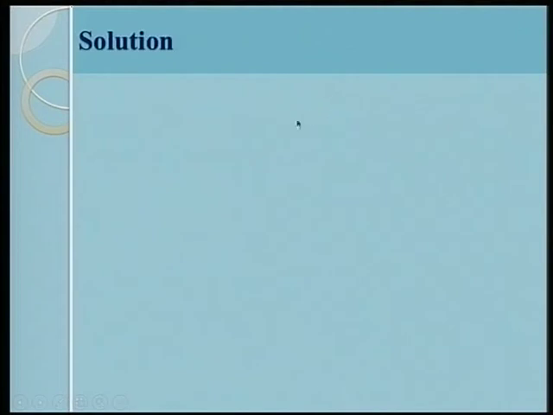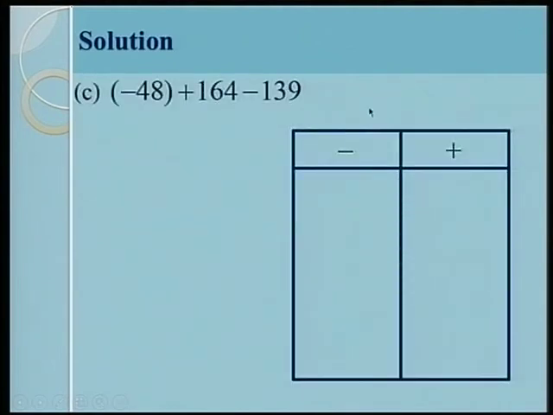We have a look at the solution for part C. We draw the negative and the positive column and look for the negative numbers. We have 48, which is a negative number. We place it in the negative column. Then 164 is a positive integer. We place it in the positive column. And 139 is a negative integer. We place it in the negative column.